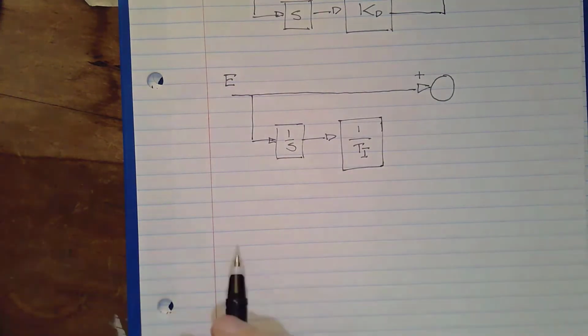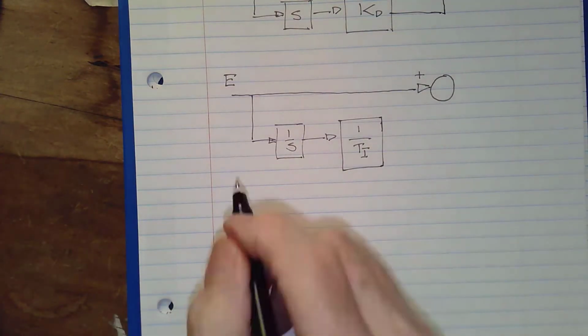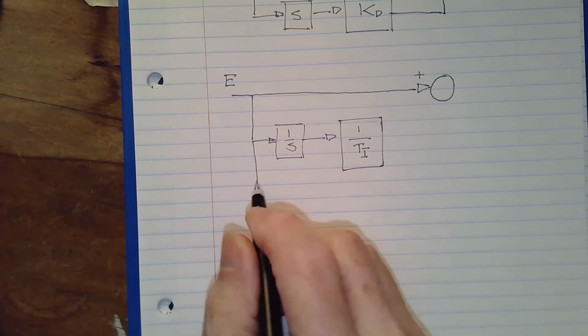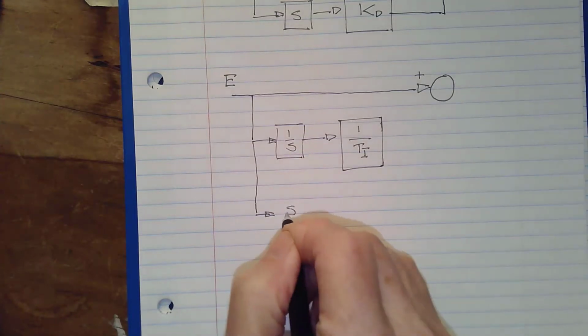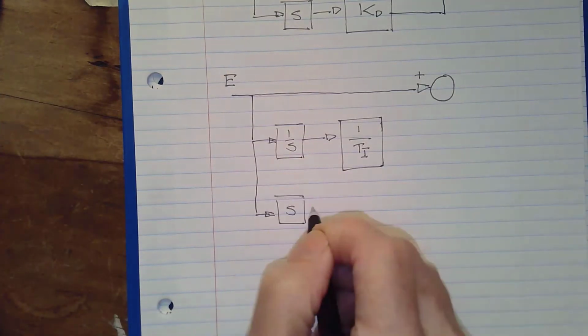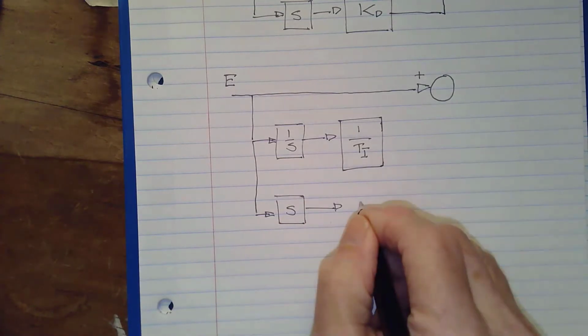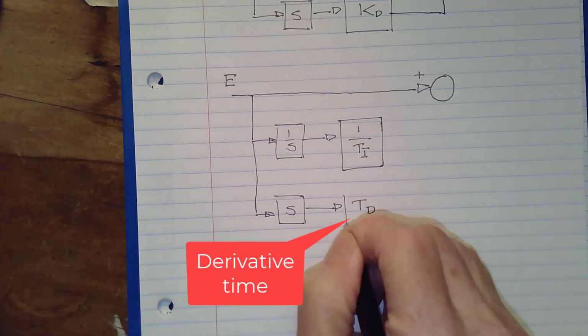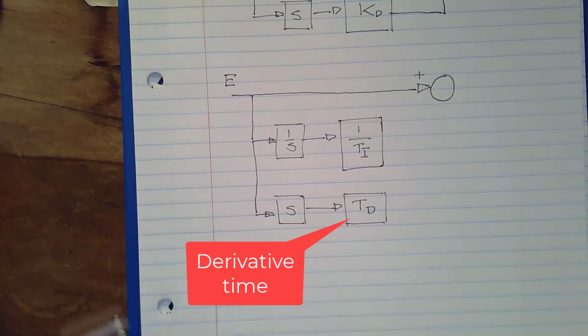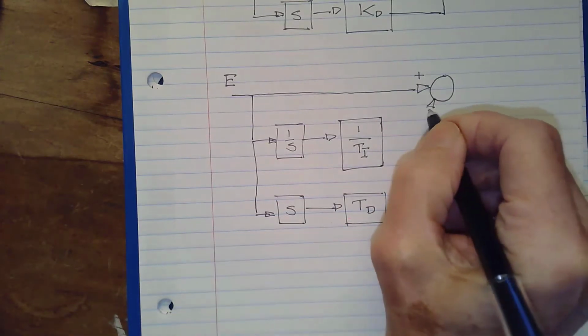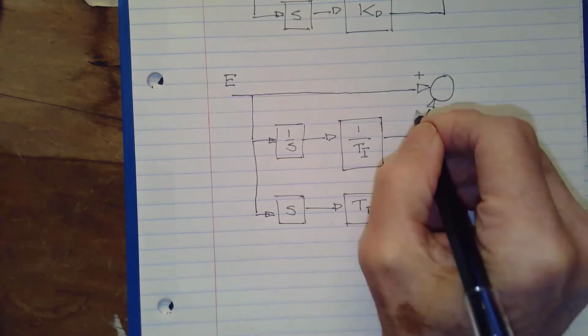That's also called a reset. There's a reason for that. And then we do the same thing we did before. We take the derivative of it, and we feed that. We multiply by the derivative time. And then we add these other two in, just like we did before, plus.